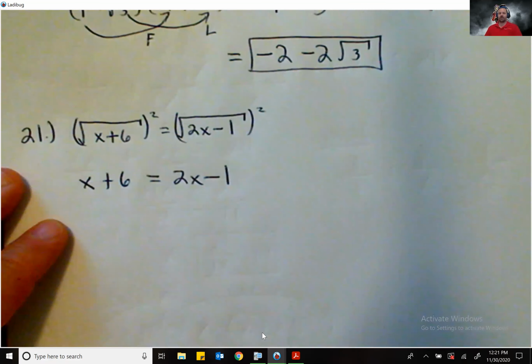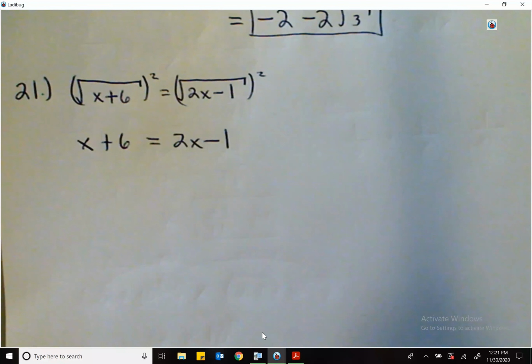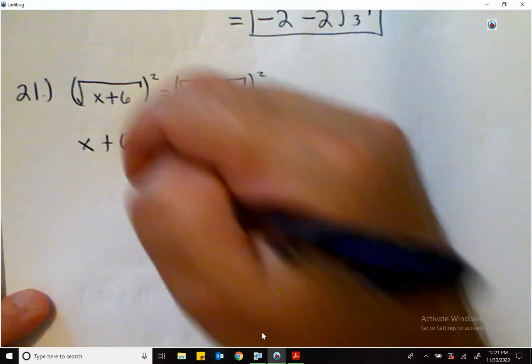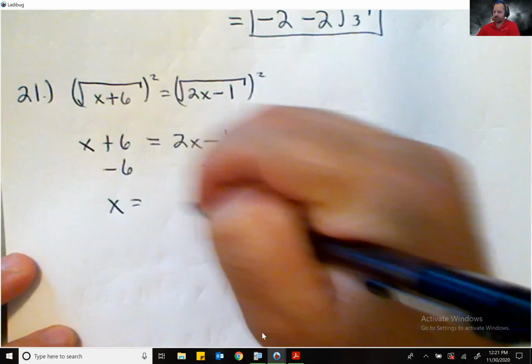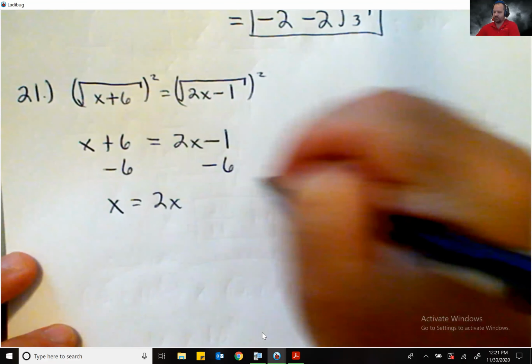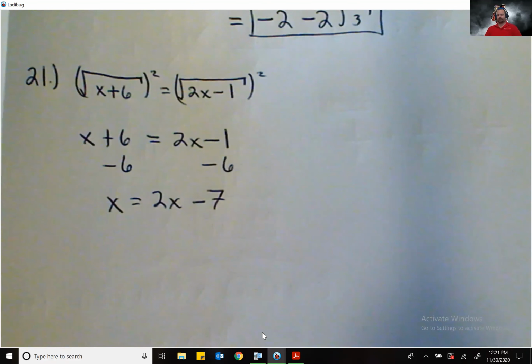And now all we've got to do is solve. So how do we get the x by itself? What are we going to do? Subtract 6. Okay. So that will give us x equal to 2x, and that will be a minus 7. Now what? Divide by 2? No dividing yet.